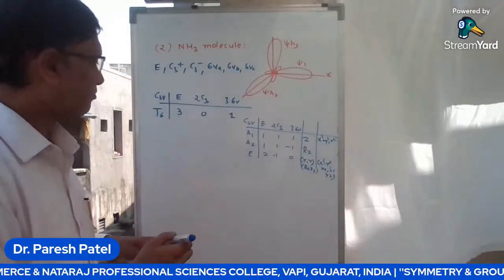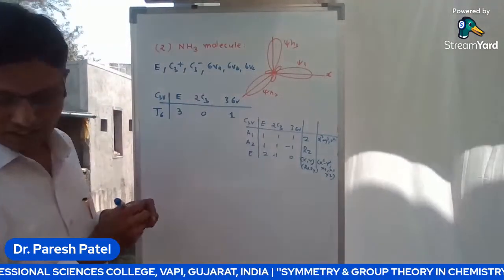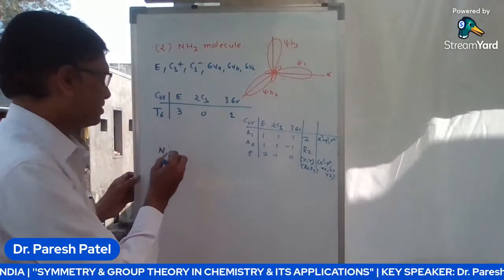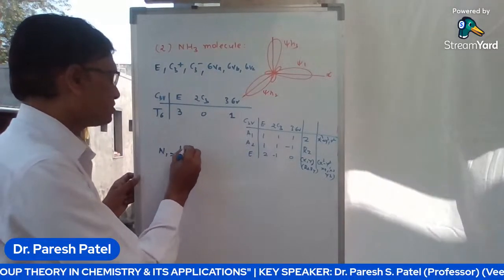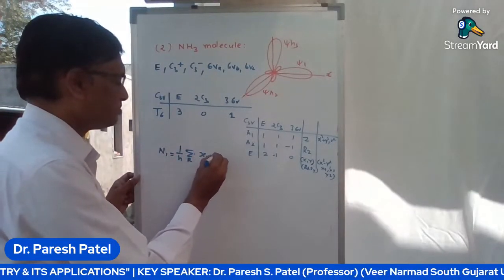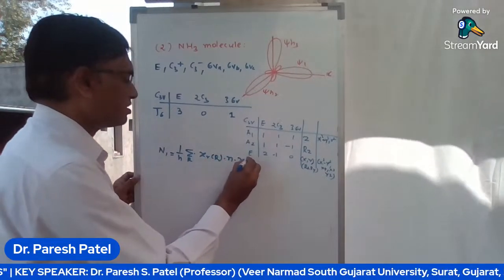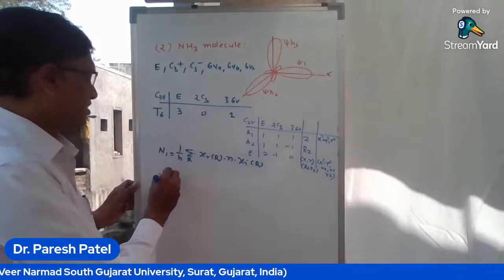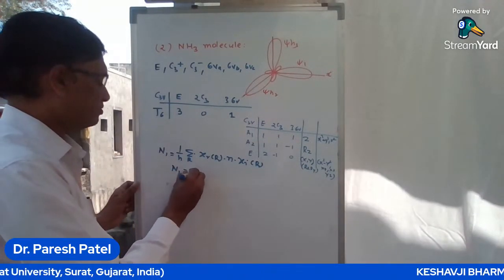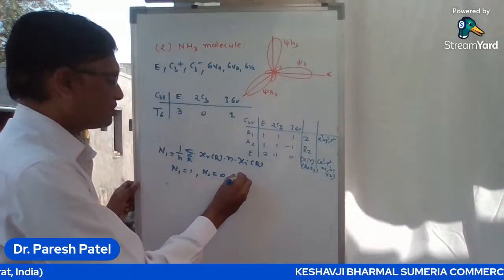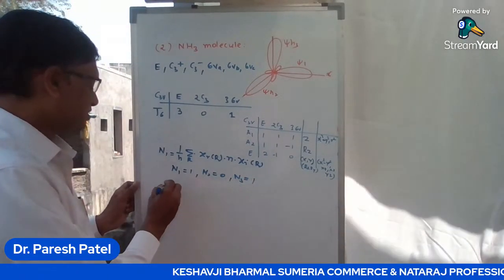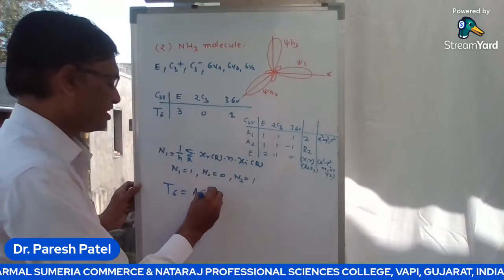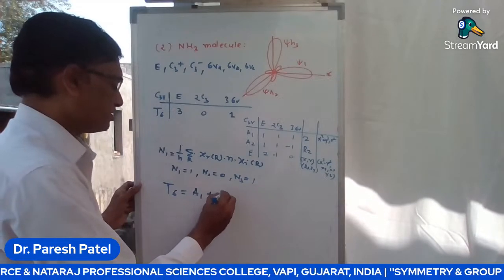Now this is the reducible representation, and from it we can reduce the reducible representation into irreducible representations by using the character of the reducible representation and the character of the irreducible representation. By using these equations and with the help of this character table, the value of n1 is equal to 1, n2 is equal to 0, n3 is equal to 1. So we can predict that gamma sigma is equal to A1 plus E.